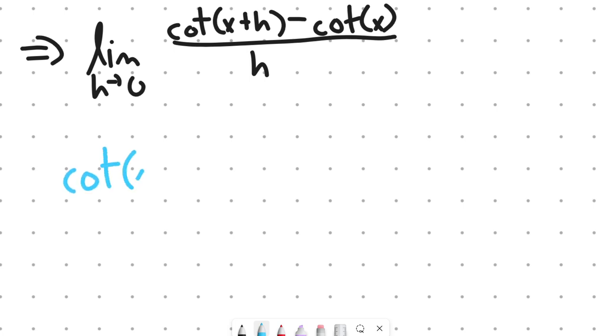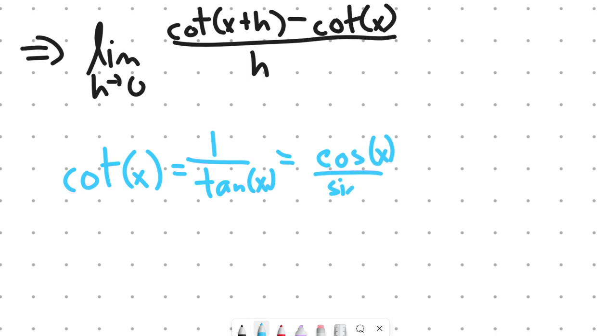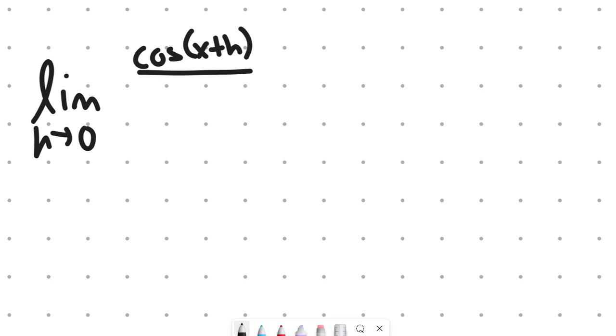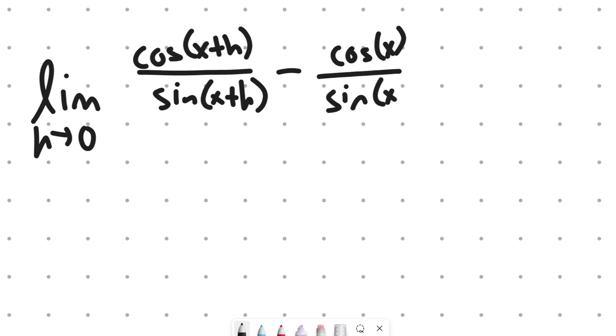Now what we can see is that cotangent has its own identity. Cotangent of x is equal to 1 over tangent of x, which is the same thing as 1 over sine over cosine, so cosine x over sine x. We just use cosine x and sine x in this limit so that we can simplify it a bit further. So we will have the limit as h approaches 0 of cosine of x plus h over sine of x plus h, minus cosine x over sine x, and the whole thing over h again.